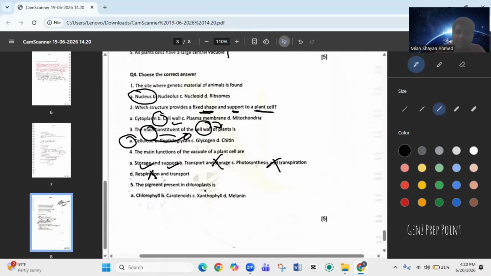The pigment present in chloroplast is what pigment? Chlorophyll. That gives the green color. So I think this would be the last question.